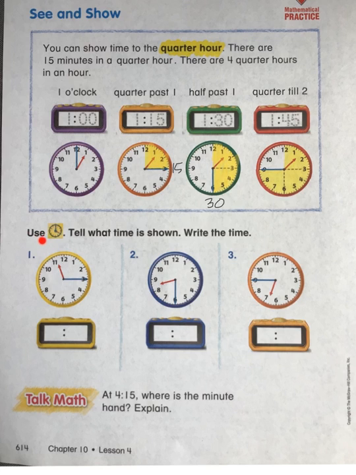And our instructions say, use the clock and tell us what time is shown. Write the time. So let's look at our clock. Let's look at our hour hand first. So there's our hour hand right there. And the hour is 11 o'clock. So I'm going to write 11.